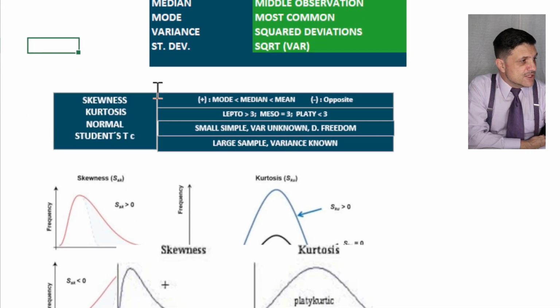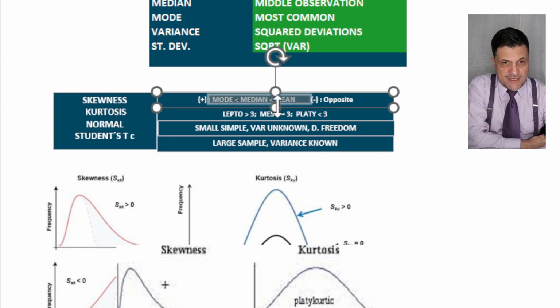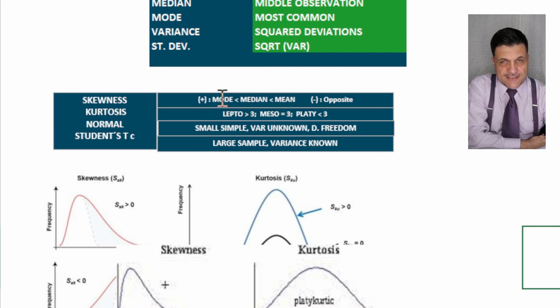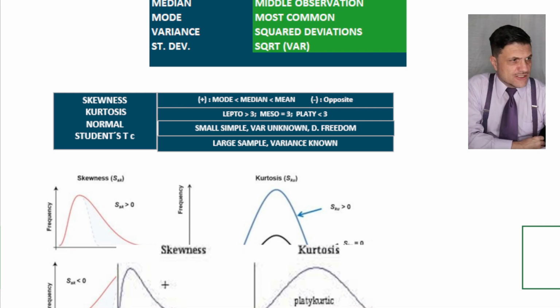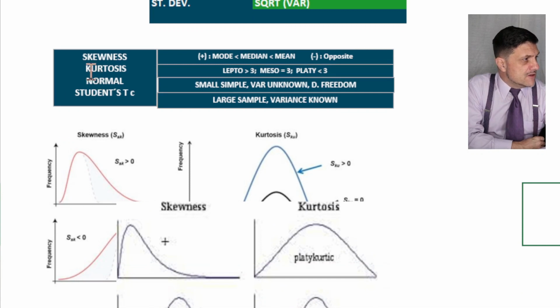Okay. If you have positive skewness, then the order of the mean, mode, and median is like that. The mean is the highest, the mode is the lowest, the median is in the middle. If it's negative skewed, it's the opposite. The mode is the highest, the median is in the middle, and the mean is the lowest. Memorize that because it could be a question. I don't know.